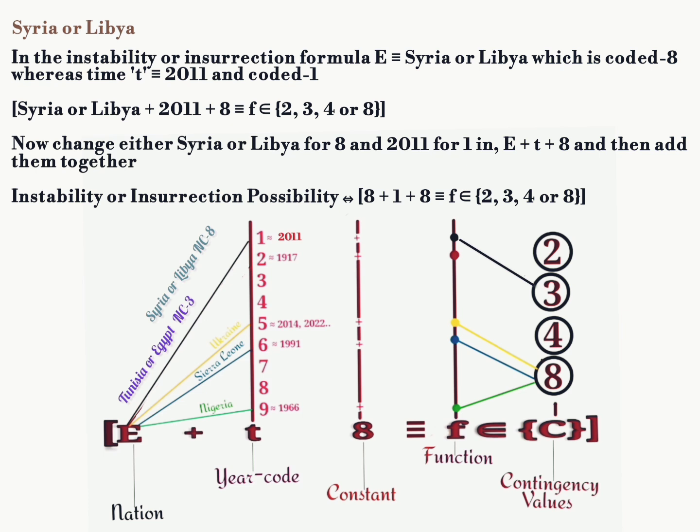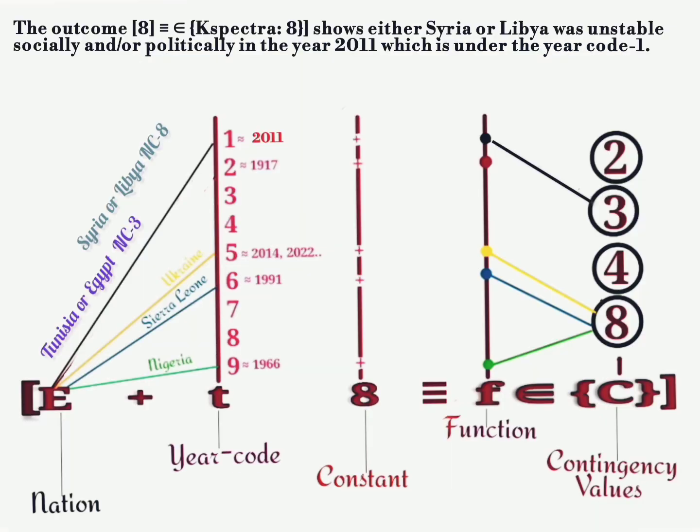Now change either Syria or Libya for 8 and 2011 for 1 in E plus T plus 8 and then add them together. Instability or insurrection possibility if and only if 8 plus 1 plus 8 is defined as F element of 2, 3, 4 or 8. The outcome, 8, is defined as element of K spectra. 8 shows either Syria or Libya was unstable socially and or politically in the year 2011, which is under the year code 1.